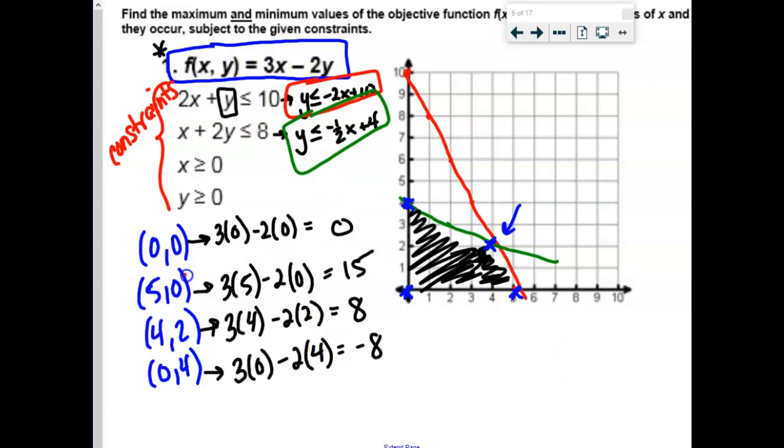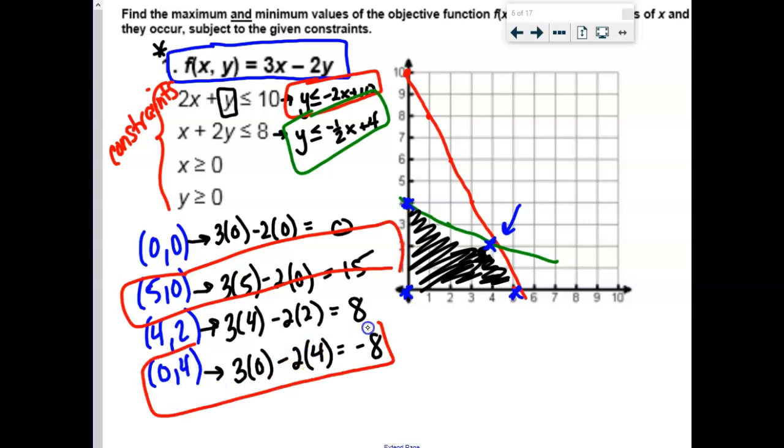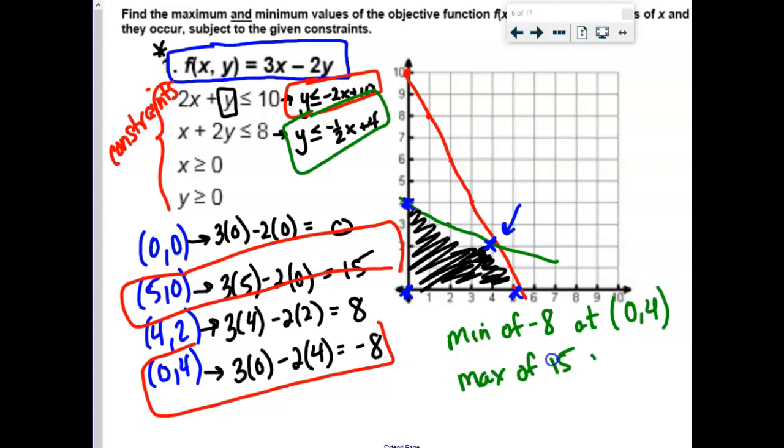So here we go. This is, oh geez, I just crossed it off. Whoopsies. There's your maximum, and here is your minimum. But that's not good enough for an answer. So you're going to write something off to the side here. You're going to say that we have a minimum of negative 8 at the ordered pair 0, 4, and then a maximum of 15 at 5, 0. This is the actual solution.